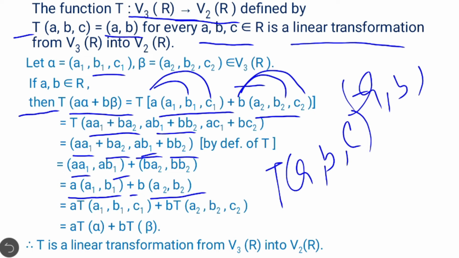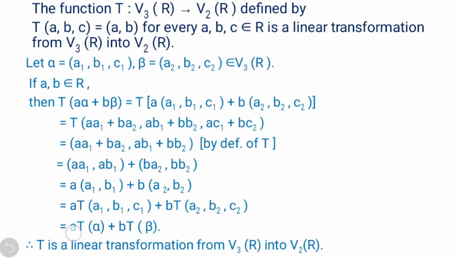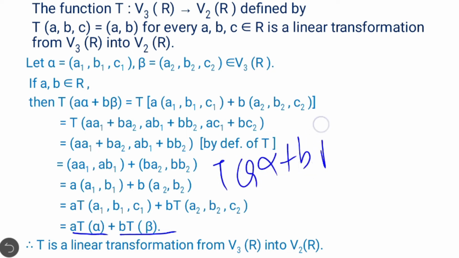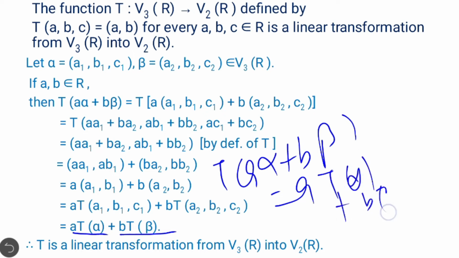This (a1, b1) is the transformation T(a1, b1, c1), and this (a2, b2) can be replaced by T(a2, b2, c2), which will be a T(alpha) + b T(beta). It means we have T(a alpha + b beta) equals a T(alpha) + b T(beta). That means the given transformation is a linear transformation. It means T is a linear transformation from V3(R) into V2(R).